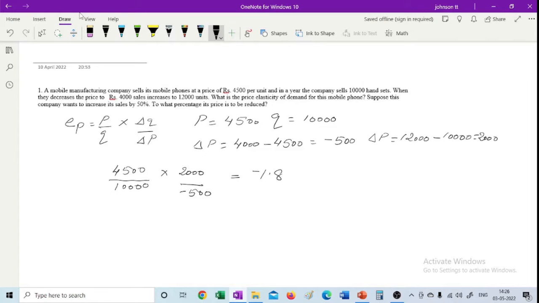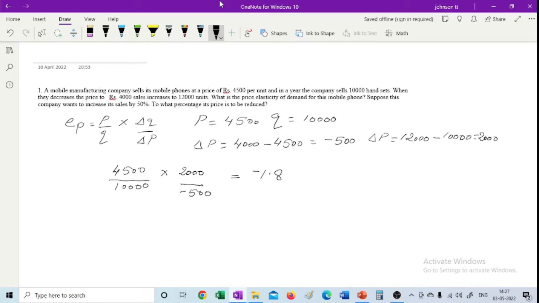1.8. So here we are getting a minus value, even though it is minus, it is greater than 1. So since it is greater than 1, this product has more elastic demand. Here we are ignoring the sign. We will always get a negative sign, but we are ignoring the sign. We take only 1.8, not the sign, and as it is greater than 1, we can say the interpretation is that this product has more elastic demand. So elasticity of demand is minus 1.8.